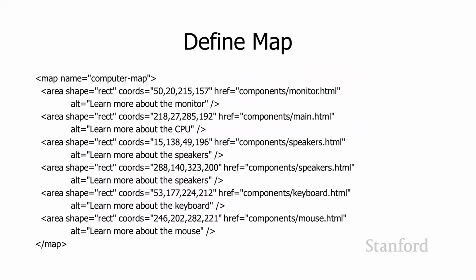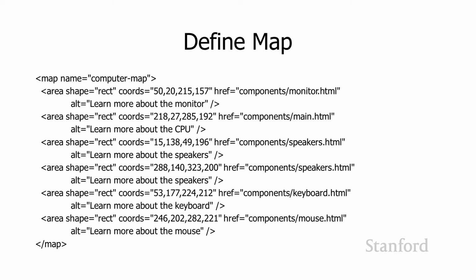All right, so what we need to do here is we need to take several steps. We need to define a map. And so this is the map for our computer image. And there's a couple things to note. So we have a map start tag and a map end tag, and we've given a name to the map. The map start tag has a name attribute value pair. And so that's going to be important. Ultimately, we're going to need to know what that name is in order to link this map to the specific image.